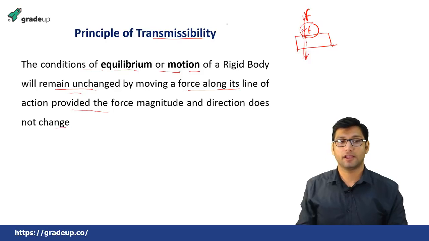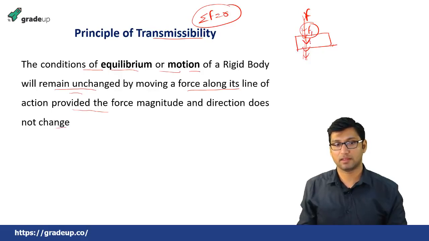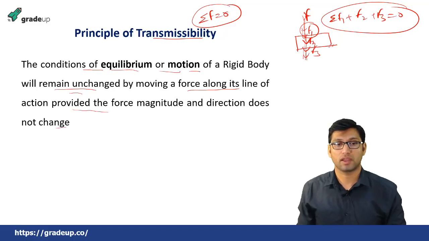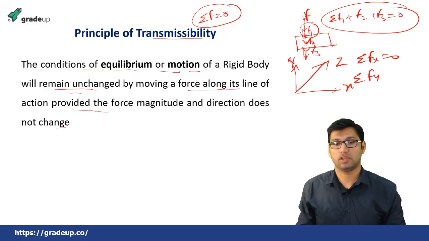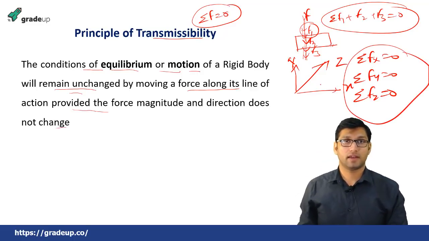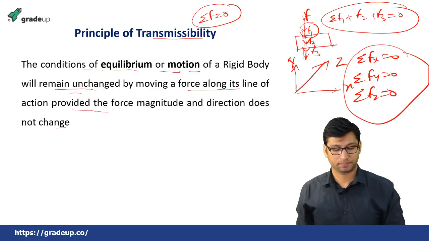And what is the equilibrium condition? The equilibrium condition says that the net force acting in a direction is equal to 0. Suppose there are three forces acting in this direction, then the net force F1 plus F2 plus F3 in this direction will be equal to 0. This is called the condition of equilibrium of forces. If there are different forces acting in the X, Y and Z directions, the condition of equilibrium is Fx equal to 0, Fy equal to 0, and Fz equal to 0. So the net force acting in a given direction is equal to 0.